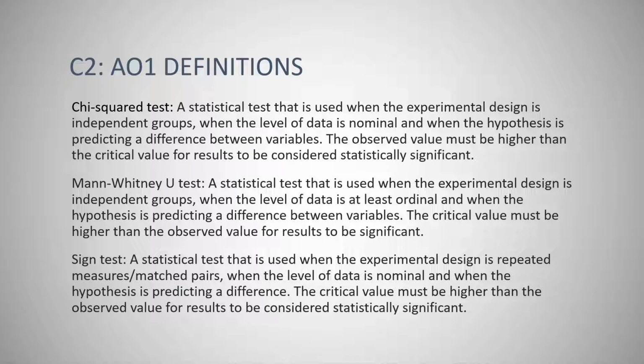The Mann-Whitney U-test is a statistical test that is used when the experimental design is independent groups, when the level of data is at least ordinal, and when the hypothesis is predicting a difference between variables. The critical value must be higher than the observed value for results to be significant.